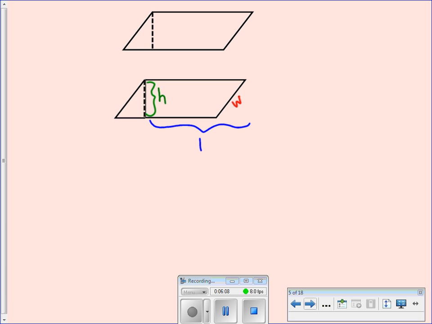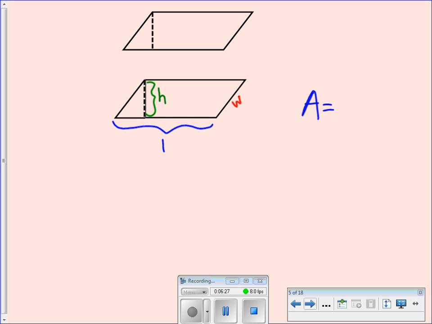You might also see it called altitude sometimes. You might see altitude, but that's the height. So when we're doing a parallelogram, we're actually going to say that the area equals... we're not going to call it length anymore either. This one I don't know.